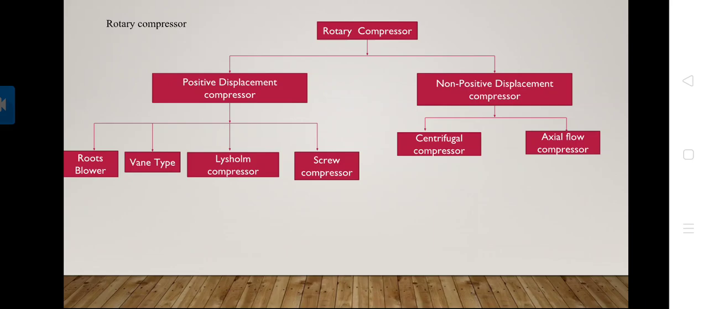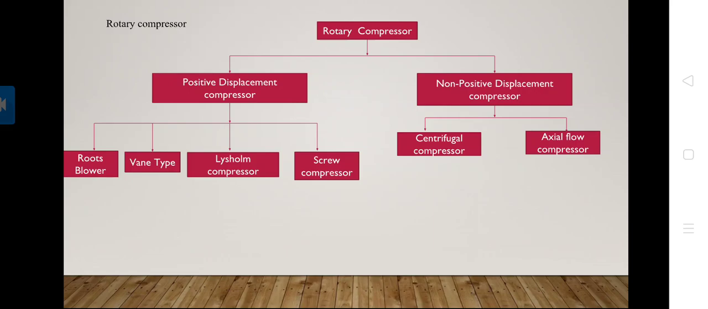Positive displacement compressors have two sets of mutually engaging surfaces, and air is trapped between these lobes. Due to the sequencing action and backflow of air, a pressure rise is observed in the positive displacement compressor. For example, root blower and vane blower. Here we see root blower, vane type, Lysholm compressor, and screw type compressor. These are the positive displacement compressors. And next is the non-positive displacement.